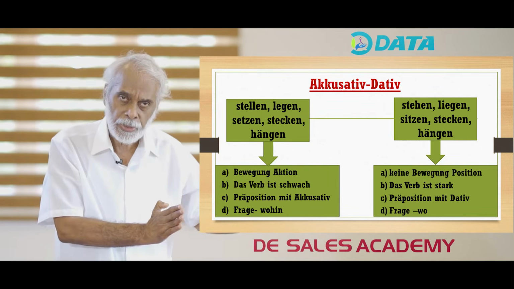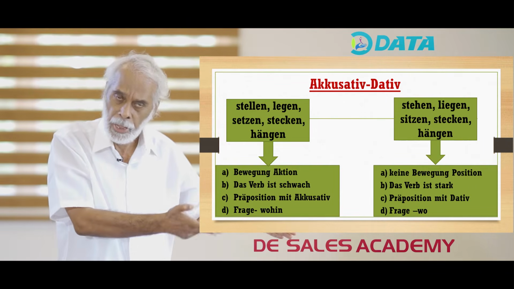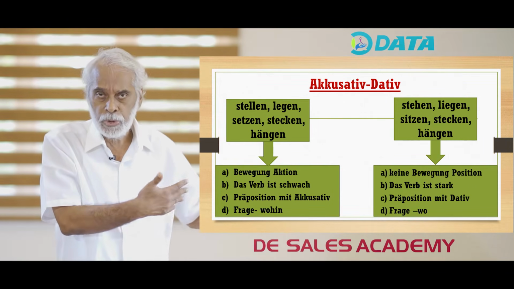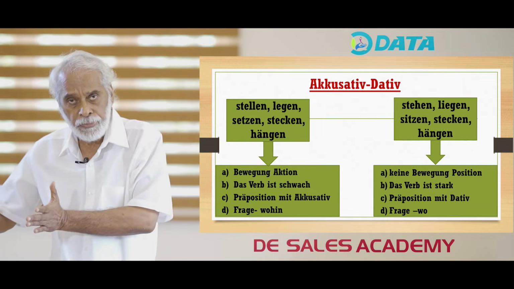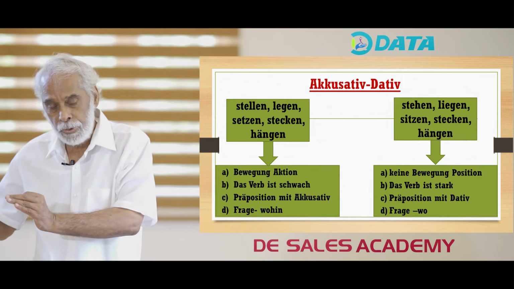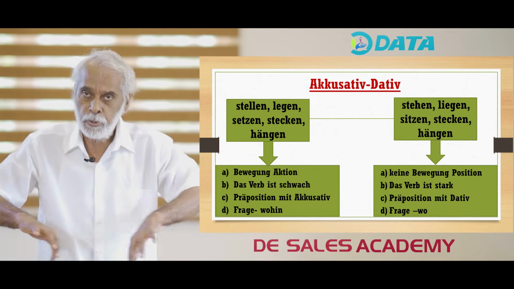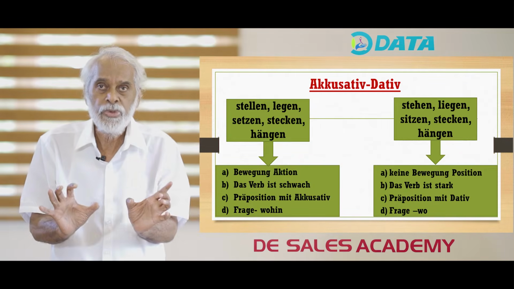One set is always expressed to show action, and the verbs are schwach. And the second set always shows a position. So action verbs and position verbs. This is how you have to learn these 2 sets.